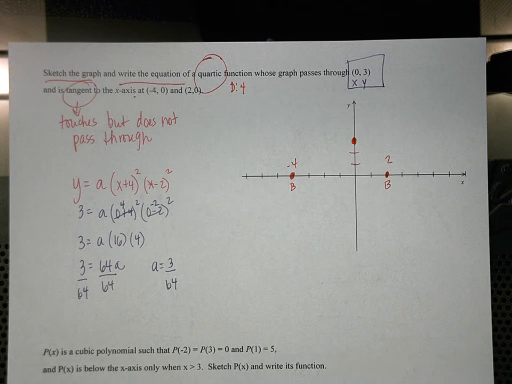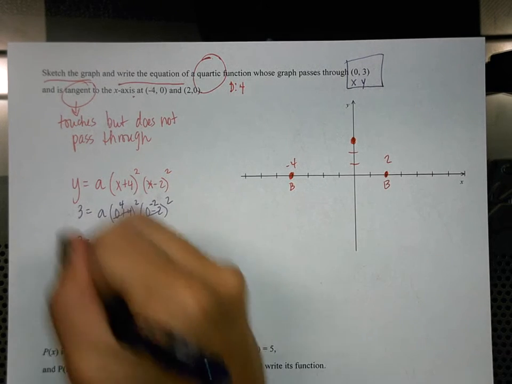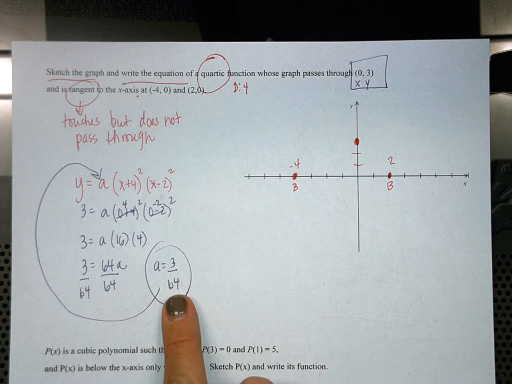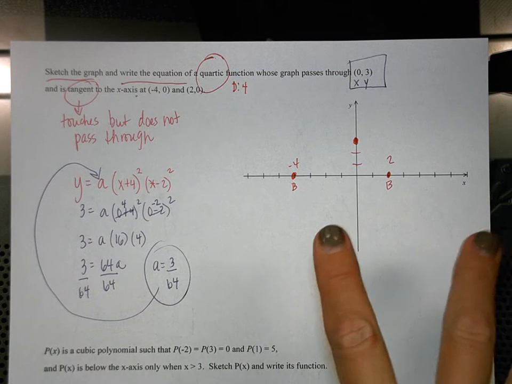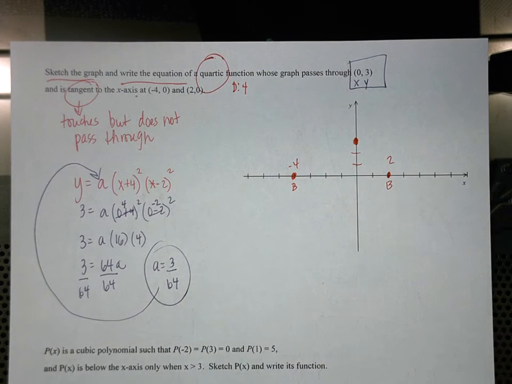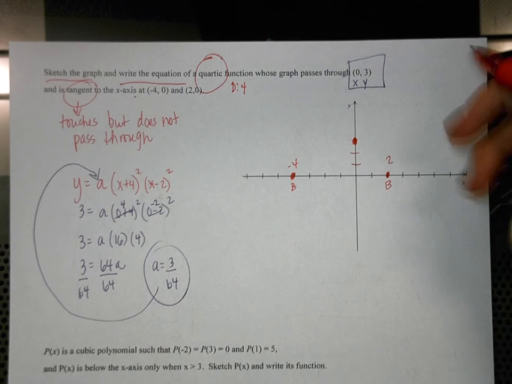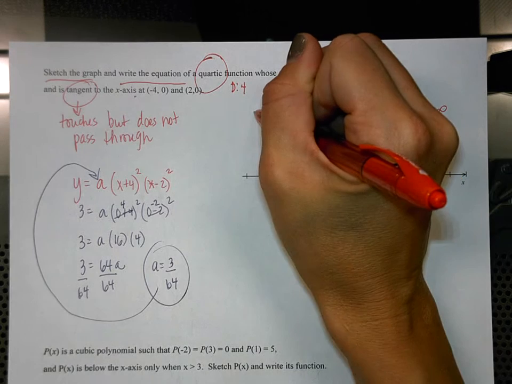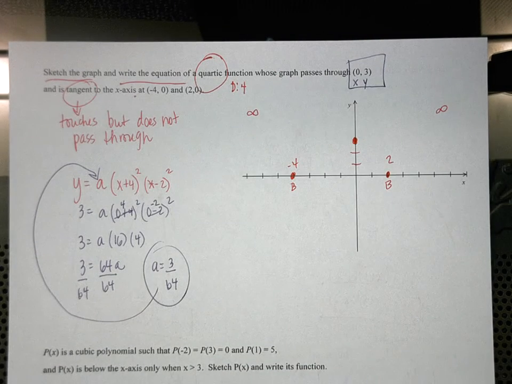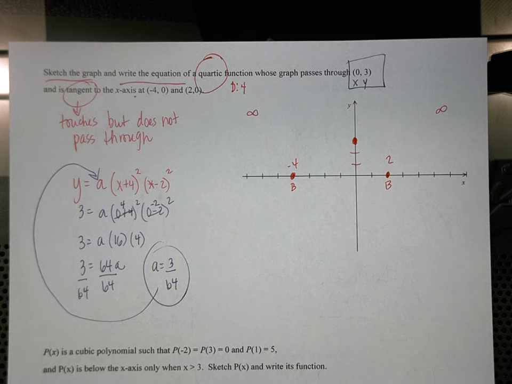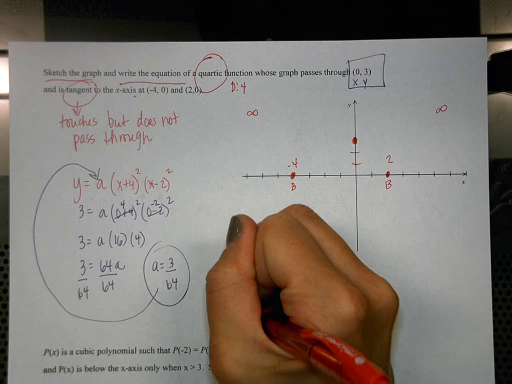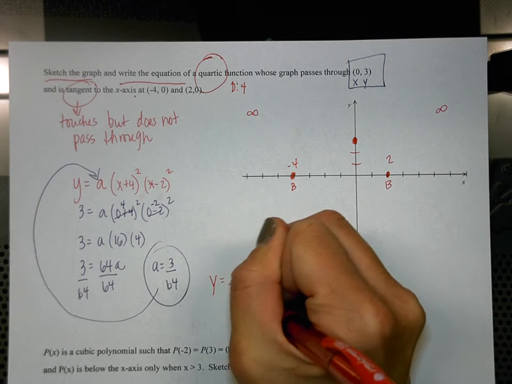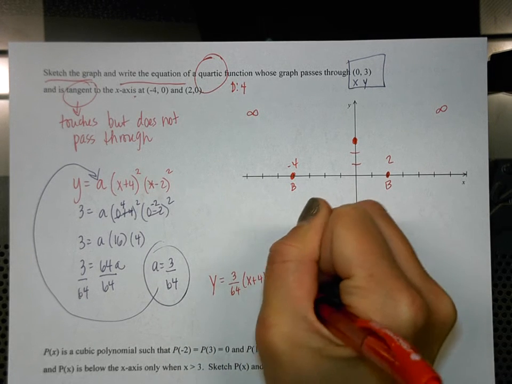which we know is positive, right? So we're going to take that and plug that in for a over here. But knowing that this is positive and that it's an even degree, what does that tell us about our end behaviors? My right end behavior is going to be positive infinity, and my left end behavior will also be positive, because even degrees go in the same direction where odds go in the opposite direction. Okay, and I'm going to go ahead and write my equation. So we have y equals 3 over 64, (x plus 4) squared and (x minus 2) squared.